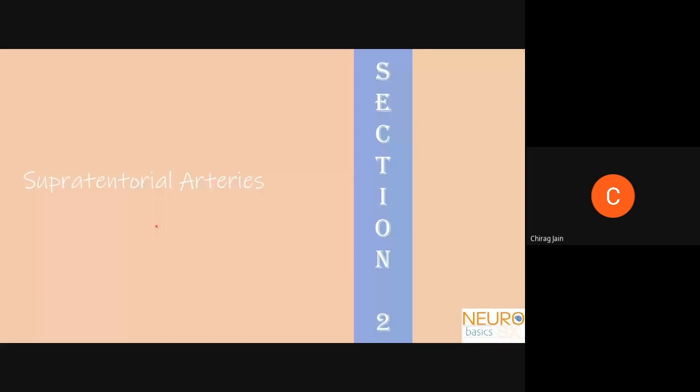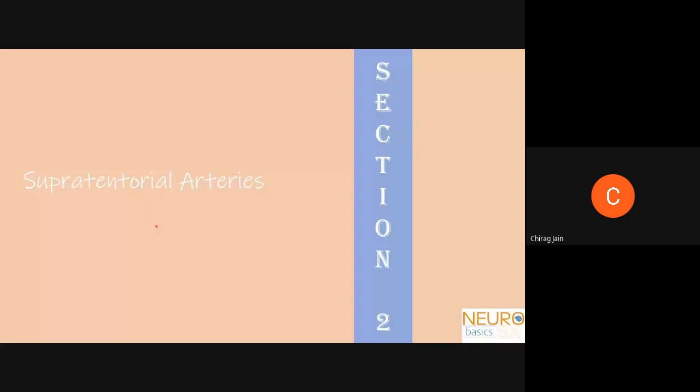So here we'll just go through all the other arteries arising from the supraclinoid ICA and just what we can learn about them. As we've discussed in the previous lecture, this is the Rhoton classification. According to the Rhoton classification, there are four portions of the ICA: the cervical portion, the petrous portion, the cavernous portion, and the supraclinoid portion.